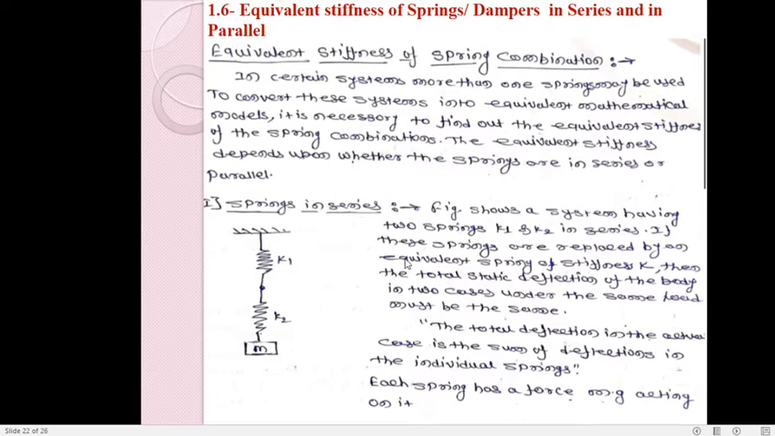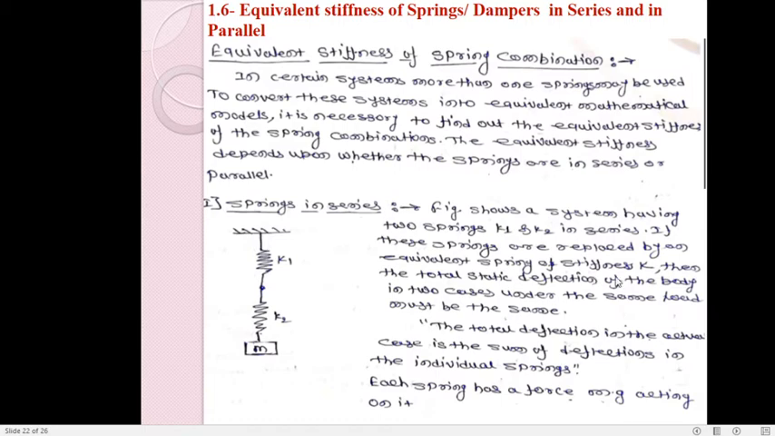So, what is the meaning of this? If these springs are replaced by an equivalent spring, then instead of representing these two springs separately and unnecessarily increasing our computational effort, we will replace these two springs by a single spring which will represent the equivalent stiffness of these two. If these springs are replaced by an equivalent spring of stiffness K, then instead of writing K1, K2, this K will represent the equivalent stiffness of these two springs.